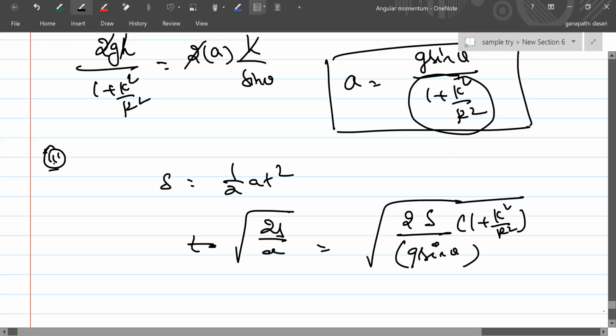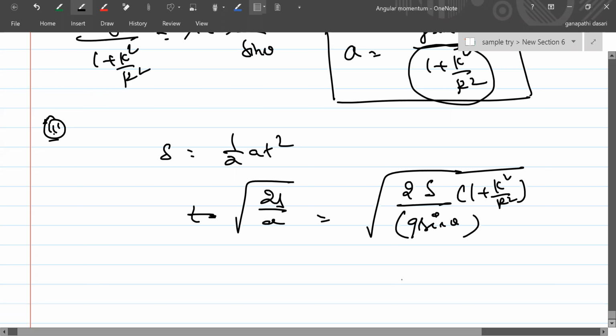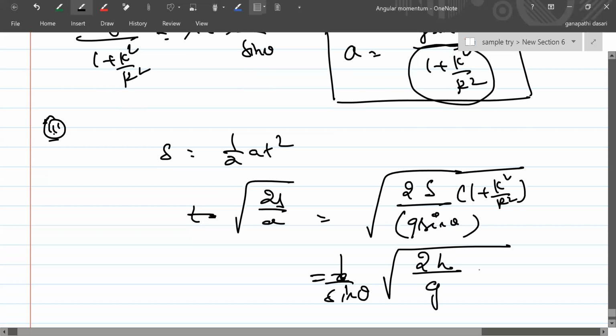This can be converted into, s can be converted into h by sin theta, right? If you convert, 2h by g sin theta, can I bring it outside? So 1 by sin theta into 2h by g into 1 plus k square by r square. Do you remember what 2h by g is? Time. T is equal to root 2h by g, I remember. 2h by g into 1 plus k square by r square is there here.